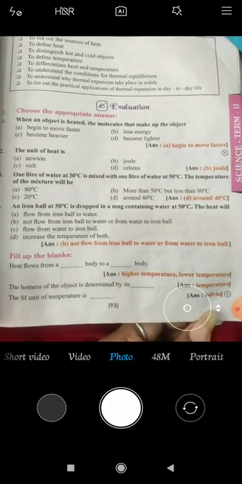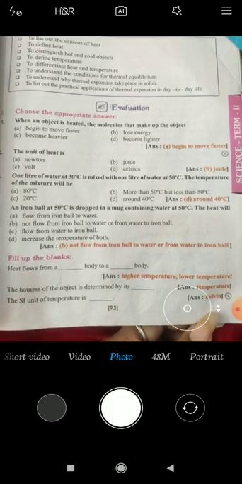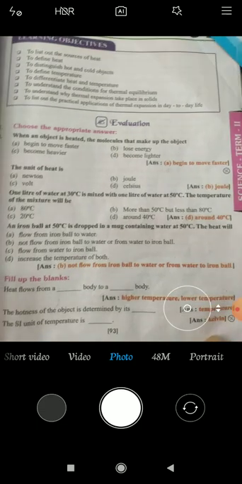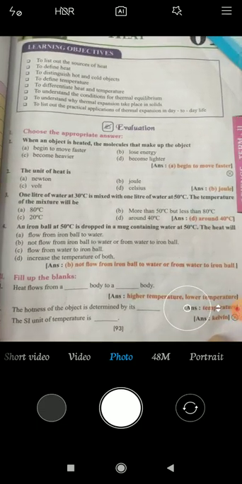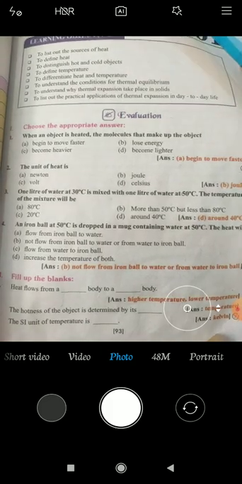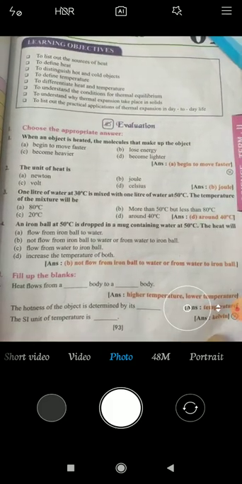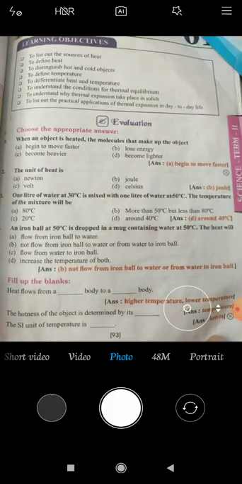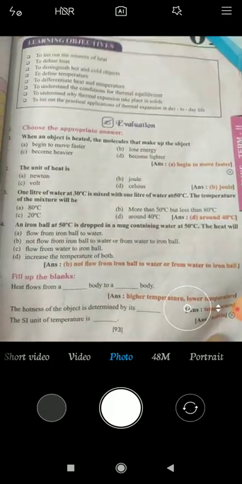Heat flows from a higher temperature body to a lower temperature. The hotness of the object is determined by its temperature. The SI unit of temperature is Kelvin. The SI unit of temperature is what, children? Kelvin.